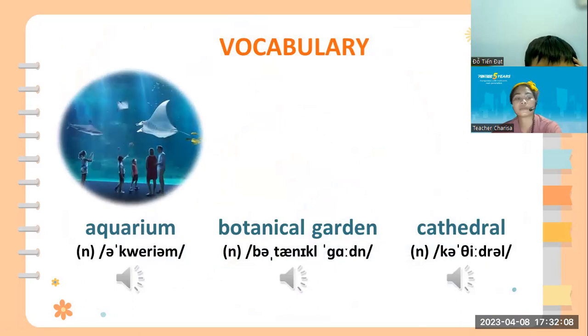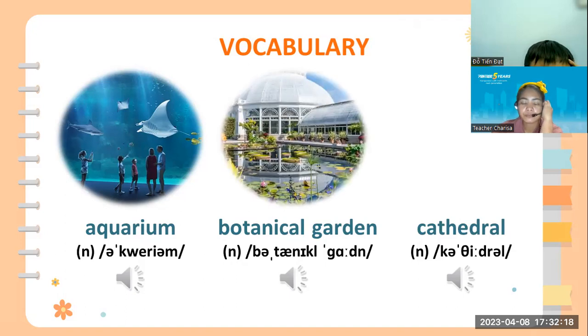What is that? Our vocabulary today: aquarium. In an aquarium, what things can you see? What can you see in the aquarium? How about botanical garden? What can you see in a botanical garden? The garden, the plants. Okay, next.